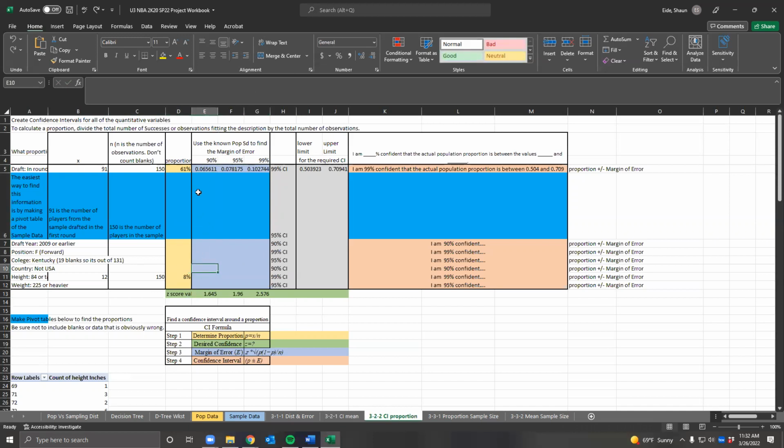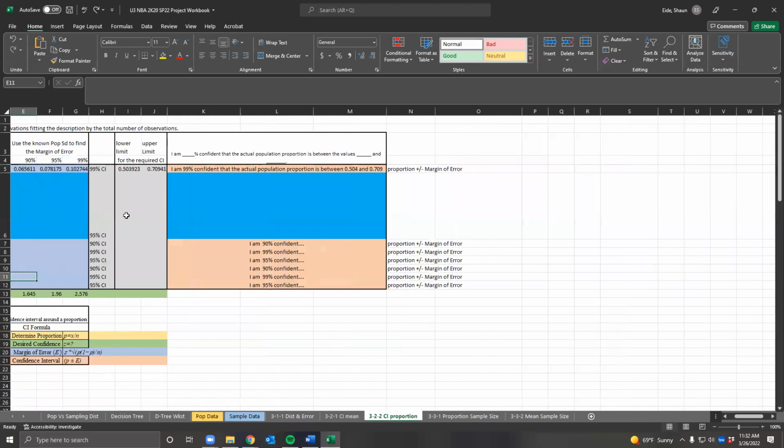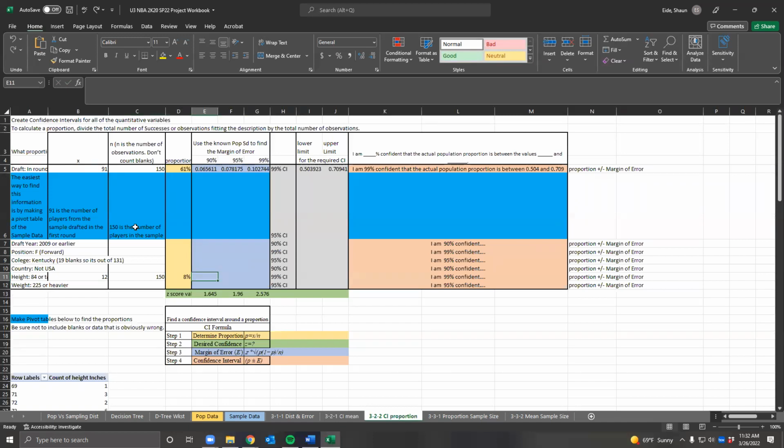So use the known population standard deviation to find the margin of error. What we're using is not necessarily the known population standard deviation, but we're going to do equals, and you come right down here. It should say use the known population proportion. So yeah, let's do z multiplied by the square root of the proportion, so 8%.